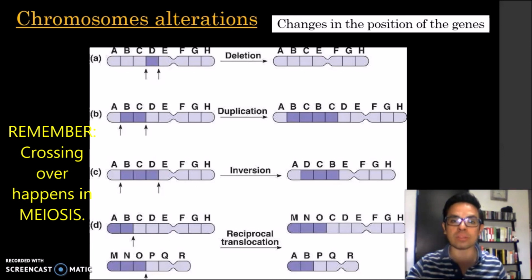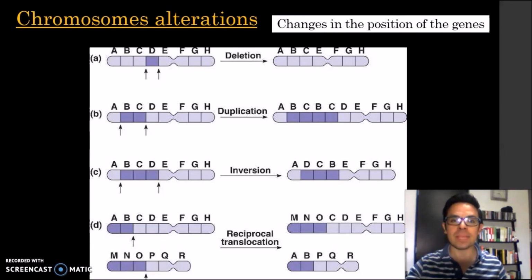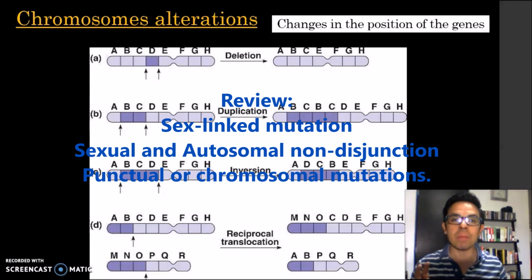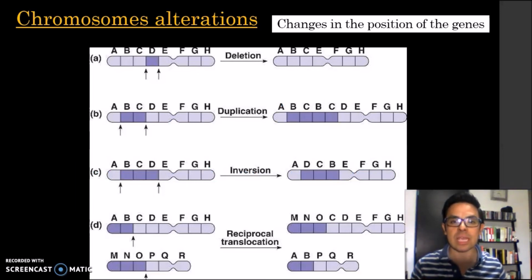They are going to share fragments that were not supposed to be shared. Something similar to what happens with the sharing of genes in crossing over, but in this case, without being homologous chromosomes. All of these genetic alterations, sex-linked mutations, chromosomal non-disjunction in sex chromosomes or in autosomes, and punctual mutations are going to produce changes in the phenotype of the organisms. So it's very important for us to understand how they work, how they can be prevented in some cases, and more importantly, what could be the phenotype of the organisms that have them.